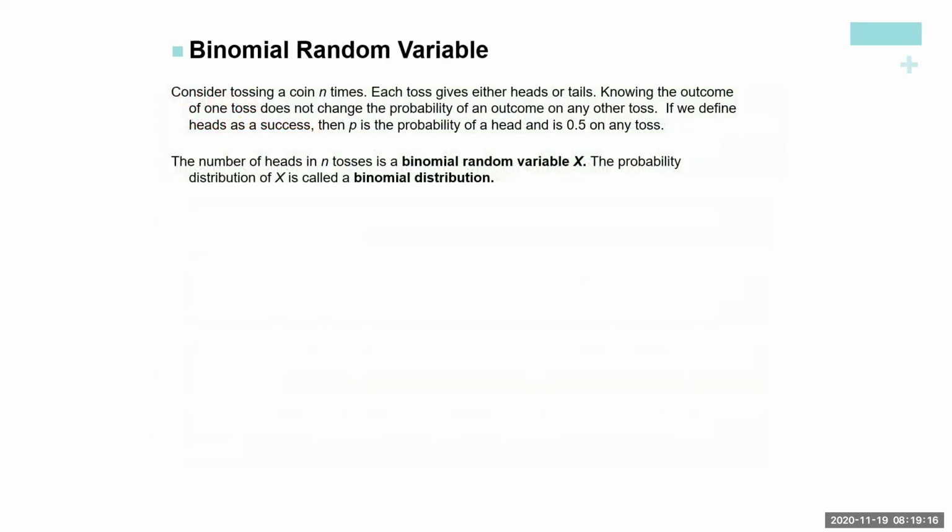So consider tossing a coin n times. Each toss gives either heads or tails. Knowing the outcome of one toss does not change the probability of an outcome of any other toss. If we define heads as a success, then p is the probability of a head, and is 0.5 on any toss, again, because we have half heads, half tails on a fair coin. The number of heads in n tosses is a binomial random variable, and the probability distribution of X is called a binomial distribution.